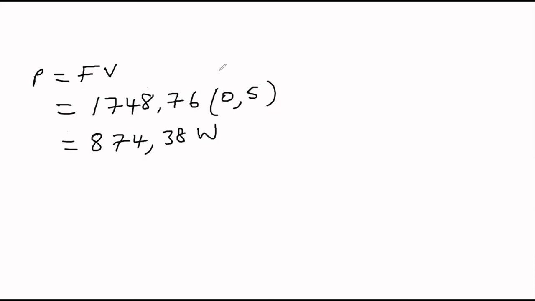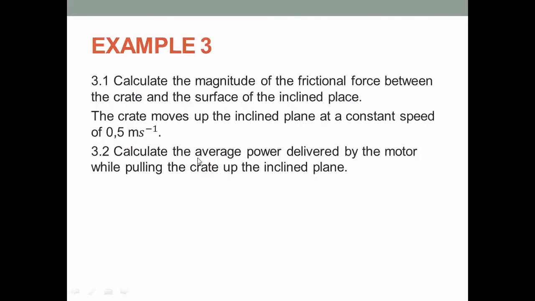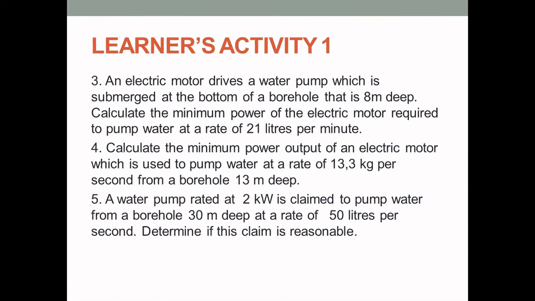Let's go back to the notes. Okay, we've calculated the average power delivered by the motor. Learners activity number 1, please do this by yourself at home. An electric motor drives a water pump which is submerged at the bottom of a borehole that is 8 meters deep. Calculate the minimum power of the electric motor required to pump water at a rate of 21 liters per minute. Calculate the minimum power output of an electric motor which is used to pump water at a rate of 13.3 kg per second from a borehole 13 meters deep.